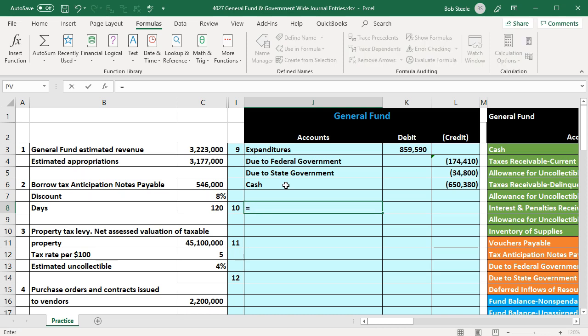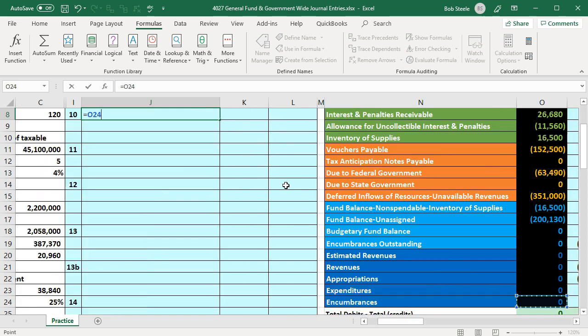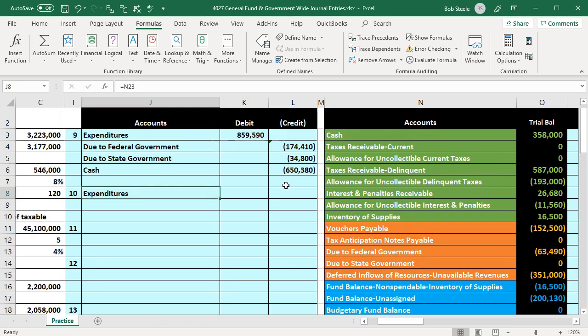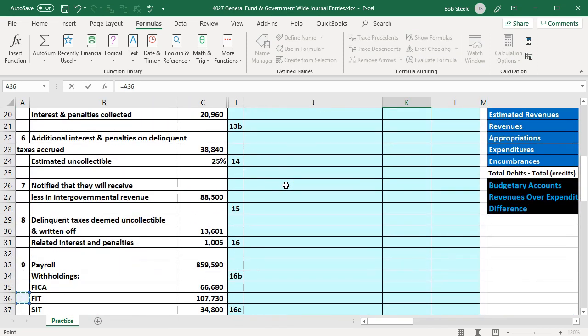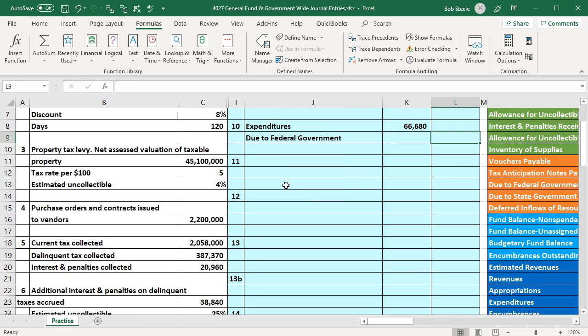So that's going to be another expense. We're going to put it into an expenditure. This would be payroll taxes, expenditures. So expenditures, and then the other side's going to go once again to the due to federal government. And we're just going to pick up the employer taxes, which is going to be the Social Security, Medicare, FICA taxes. There we have that, and we'll credit it as well, and that's what we need.